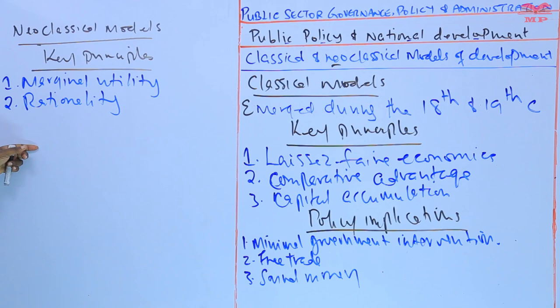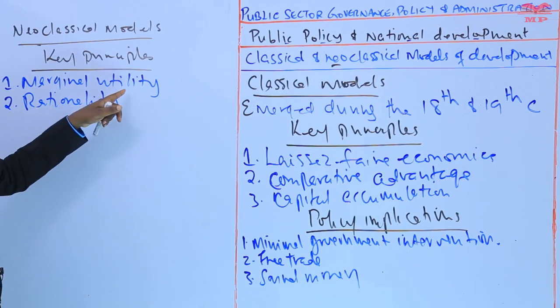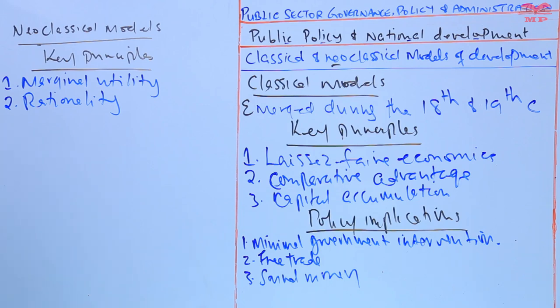The neoclassical model economists assume that individuals and firms act rationally to maximize their self-interest, and consumers aim to maximize utility while firms strive to maximize profits. So that is an assumption or a principle of the neoclassical model, that producers are rational in that they strive to maximize profits. The consumers are also rational, meaning that they are out to maximize their self-interest and their happiness or utility. That's the second principle.